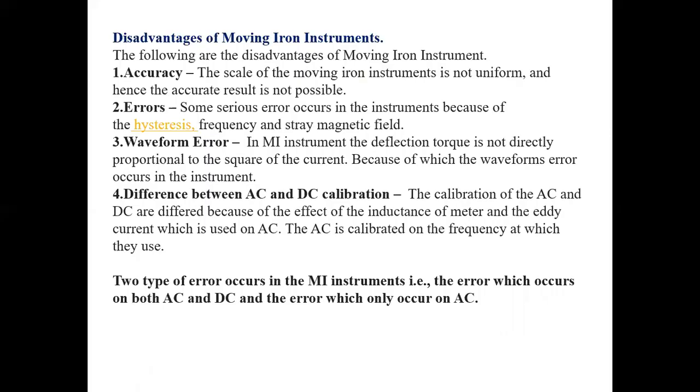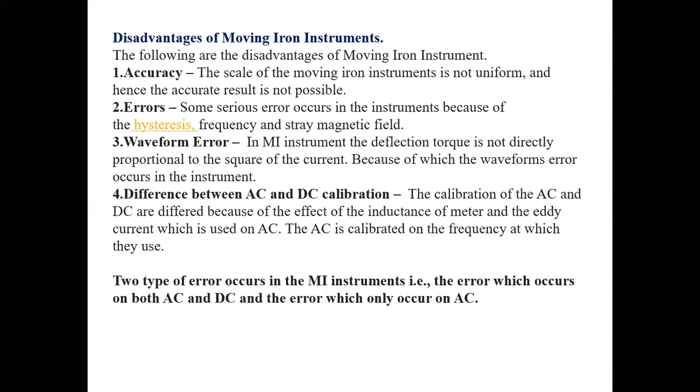The disadvantages of the moving iron instrument: the accuracy. The scale of the moving iron instrument is not uniform and hence an accurate result is not possible. Errors: some serious errors occur in the instrument because of hysteresis, frequency, and stray magnetic field. Waveform error: in the MI instrument, the deflection torque is not directly proportional to the square of the current, because of which waveform error occurs in the instrument.